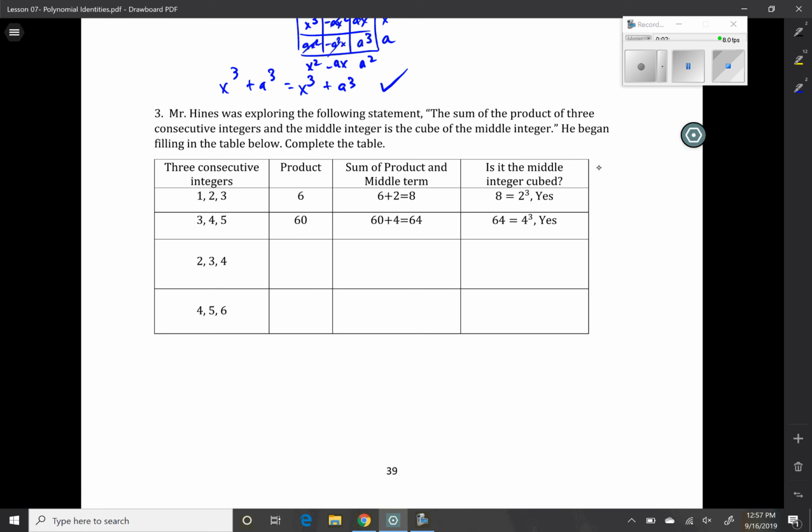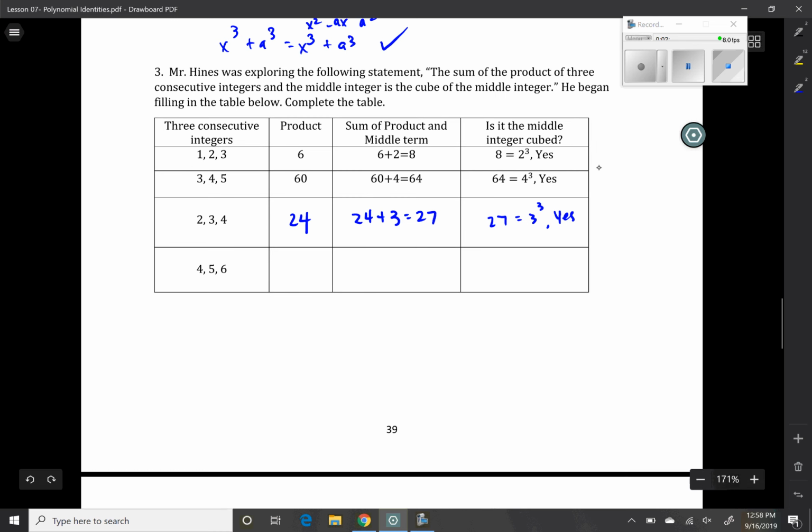All right, so if we add and multiply and do what it asks us to do here, so we have 12, 24 here, right? Sum of the product and the middle term. So if I do 24 plus 3, well, that's 27. And that's the same thing as 3 cubed. So it works. The same thing for the next one. So we have 30, so 120. 120 plus 5 is 125, which is 5 cubed. So yes, that works.